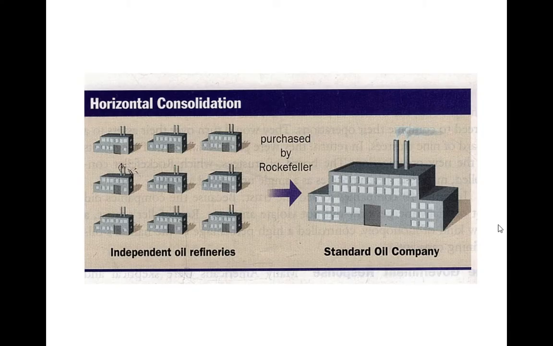All right. So for the vertical consolidation, it was all different kinds of businesses that used steel or the products that went into steel. For a horizontal consolidation or integration, it is just oil refineries. Rockefeller did not care about the oil in the ground, and he really didn't care what you did with it afterwards. But he's going to control all of the refineries, and sometimes in very ruthless ways.